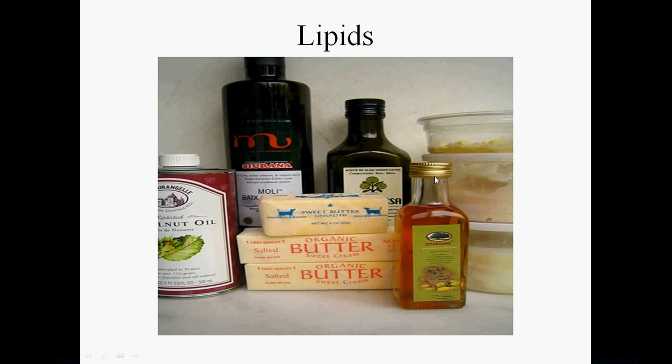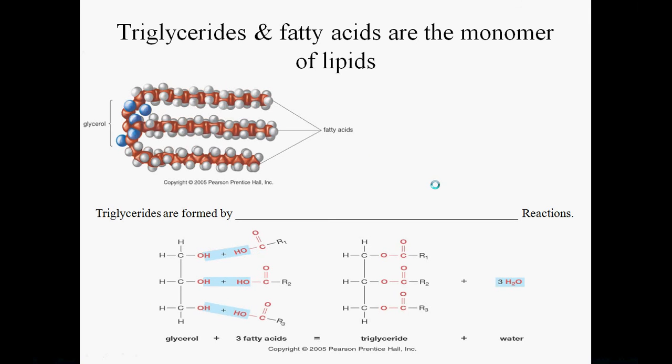Lipids cover the second class of macromolecules that we'll discuss. Lipids are formed by triglycerides and fatty acids. So triglycerides and fatty acids are thus the monomers of lipids. Triglycerides are actually formed by a special type of reaction that we just discussed a minute ago. If you notice right here in the figure, you can see that the glycerol and the fatty acids are joined together by removing water and forming triglyceride.